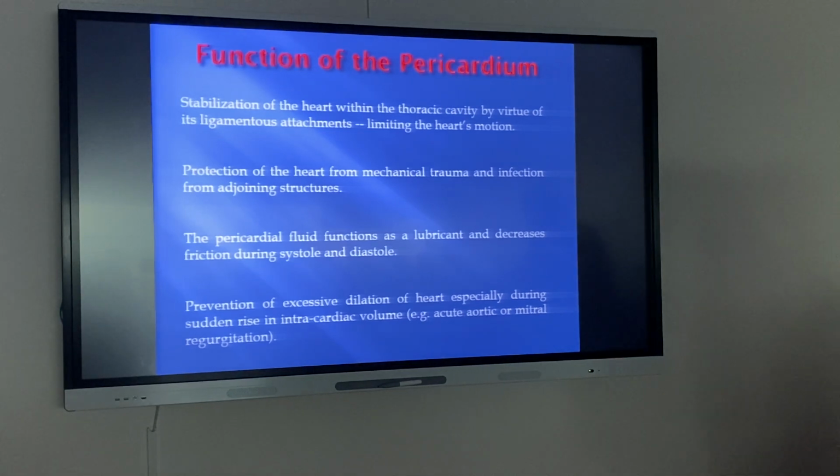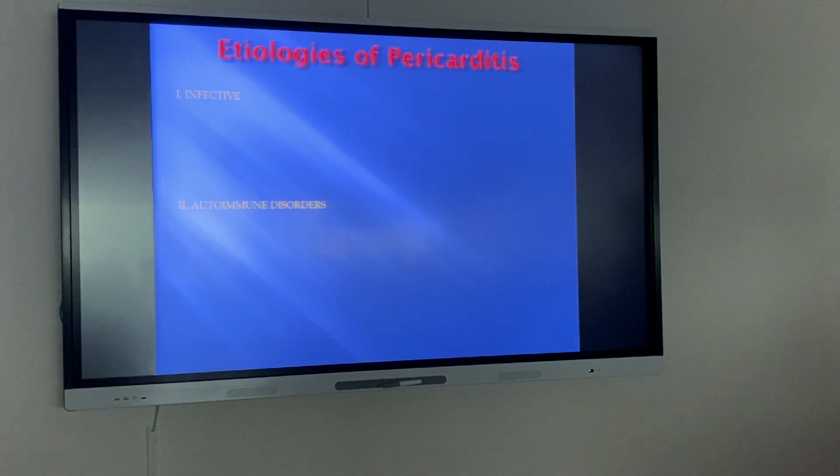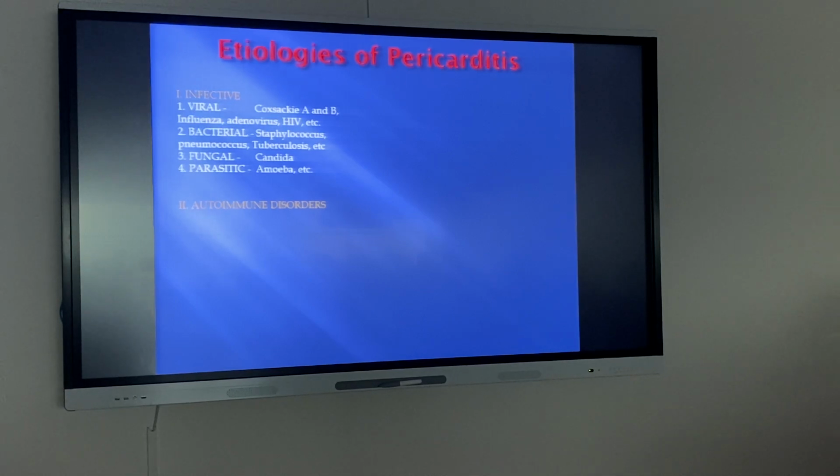Okay. Now there are different etiologies which can cause pericarditis, starting with the infective one, which is most common. Infection can be viral, bacterial, fungal, parasitic. The important viruses are Coxsackie A and B, influenza, adenovirus, HIV. Bacterial are Staphylococcus, Pneumococcus, and tuberculosis definitely. For fungal, Candida is an important organism. Parasitic will be amoebic.